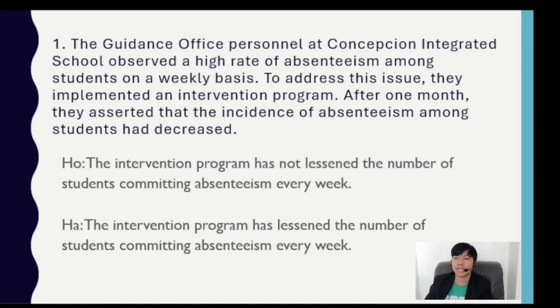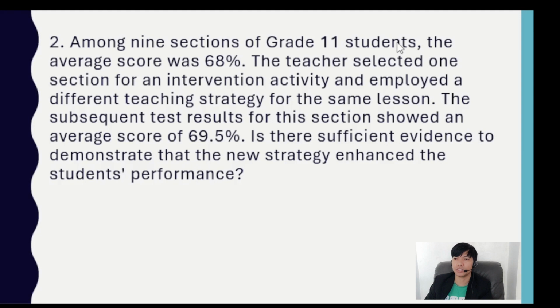Number 2: among 9 sections of grade 11 students, the average score was 68%. The teacher selected one section for an intervention activity and employed a different teaching strategy for the same lesson. The subsequent test results for this section showed an average score of 69.5%. Is there sufficient evidence to demonstrate that the new strategy enhanced the students' performance? So what's going to be our null hypothesis here?